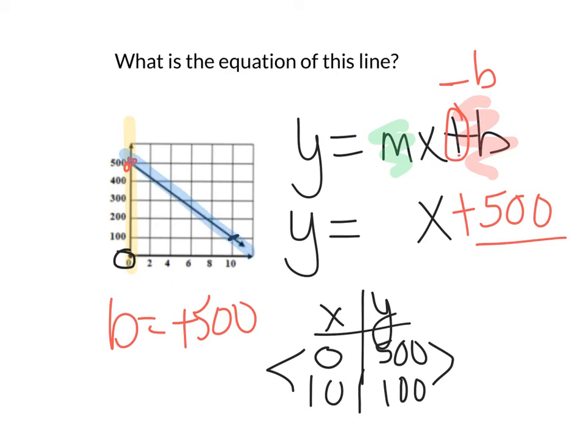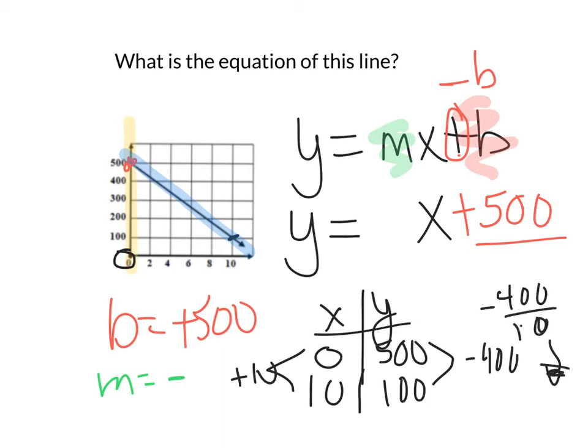So that tells me that more than likely my m is actually going to be negative. So let's go figure out how much we're moving down in this case. 500 to 100 is a minus 400. 0 to 10 is a plus 10. Well, then I'm going to take negative 400 divided by 10, and that comes out to negative 40. So in this case, my rate of change, or my slope, is negative 40.